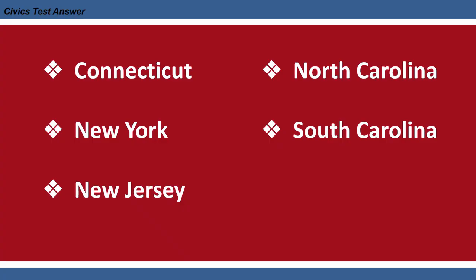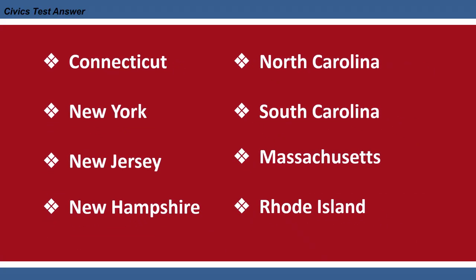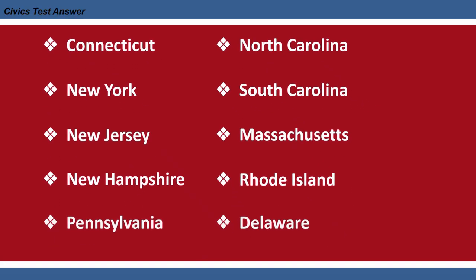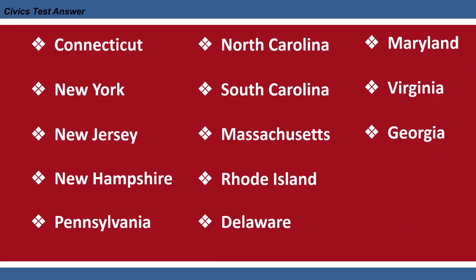During the 1600s, 1700s, and early 1800s, people from Africa were forced into slave labor in all 13 British colonies that became the 13 original states of the United States: Connecticut, New York, New Jersey, North Carolina, South Carolina, New Hampshire, Massachusetts, Rhode Island, Pennsylvania, Delaware, Maryland, Virginia, and Georgia.